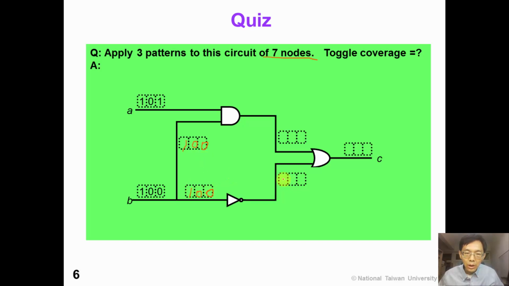The value of each node can be filled in, and the toggle coverage is, we have 13 different values. Every node has 2 different values except output C. So in the numerator it's 13. So it is approximately 92.8%. Have you got it correctly?